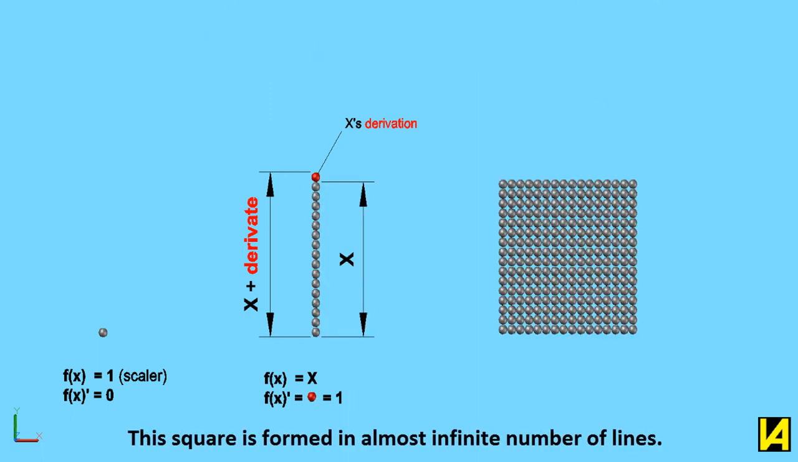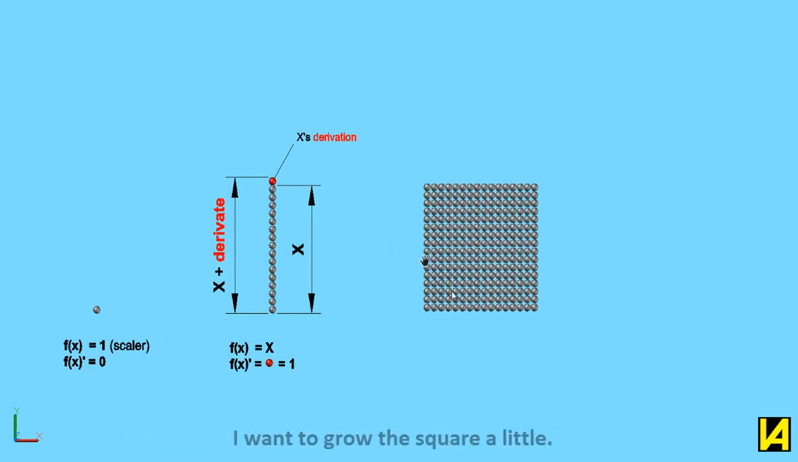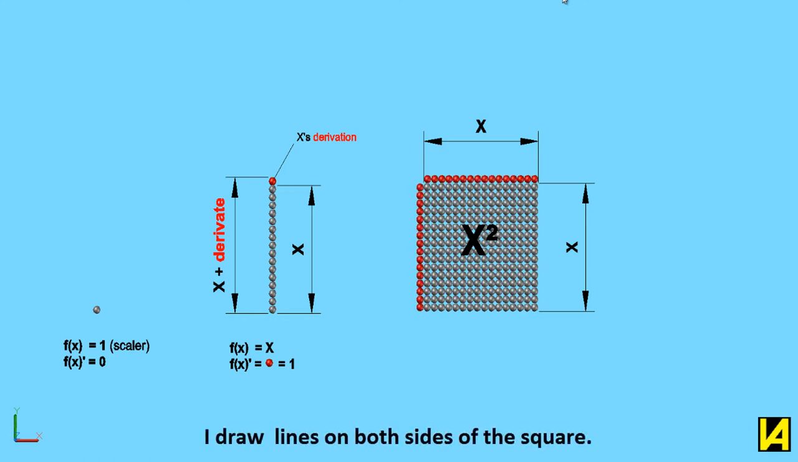This square is formed in almost infinite number of lines. I want to grow the square a little. I draw lines on both sides of the square. The square has grown very little. The least possible growth.